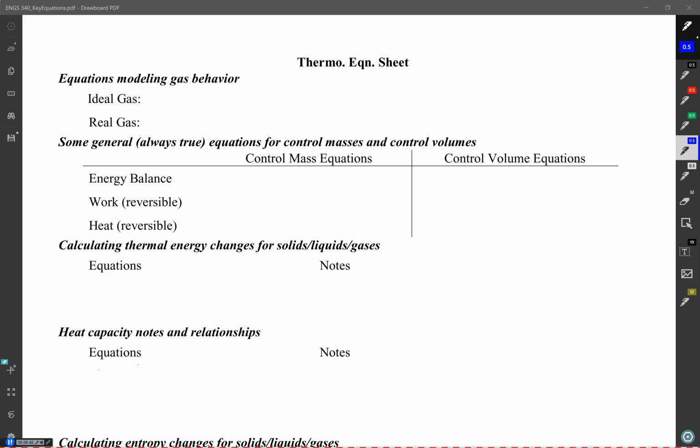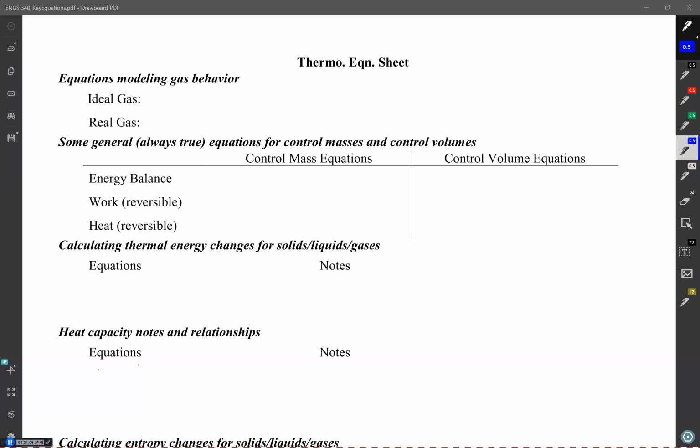If you don't have this sheet, it's on Moodle. Pause the video, go and print it off, and then come back and join us here in a second. Right, if you have your sheet, I'm going to fill this out and talk about things as I go, and you can follow along and take notes to make sure that you remember when we can use which different equations.